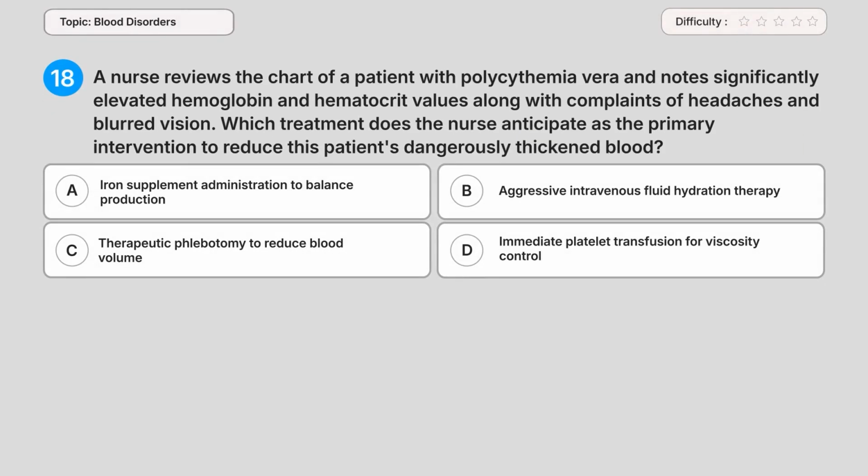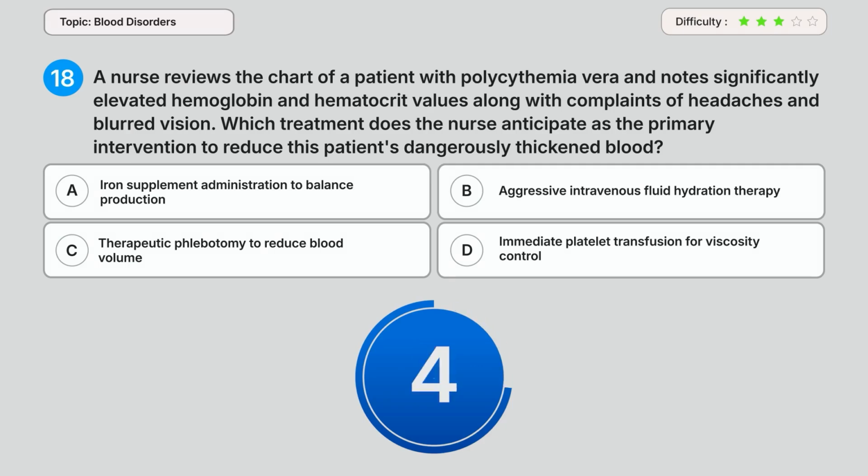18. A nurse reviews the chart of a patient with polycythemia vera and notes significantly elevated hemoglobin and hematocrit values along with complaints of headaches and blurred vision. Which treatment does the nurse anticipate as the primary intervention to reduce this patient's dangerously thickened blood? A. Iron supplement administration to balance production. B. Aggressive intravenous fluid hydration therapy. C. Therapeutic phlebotomy to reduce blood volume. D. Immediate platelet transfusion for viscosity control. What do you think is the answer?